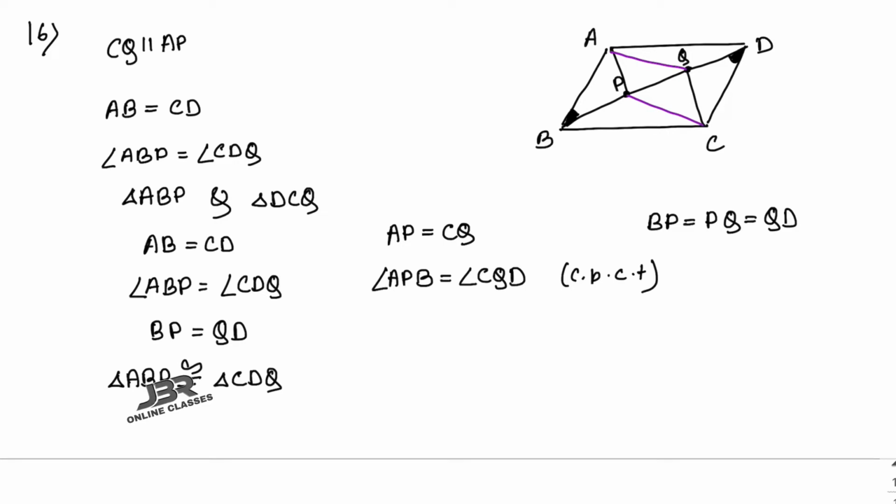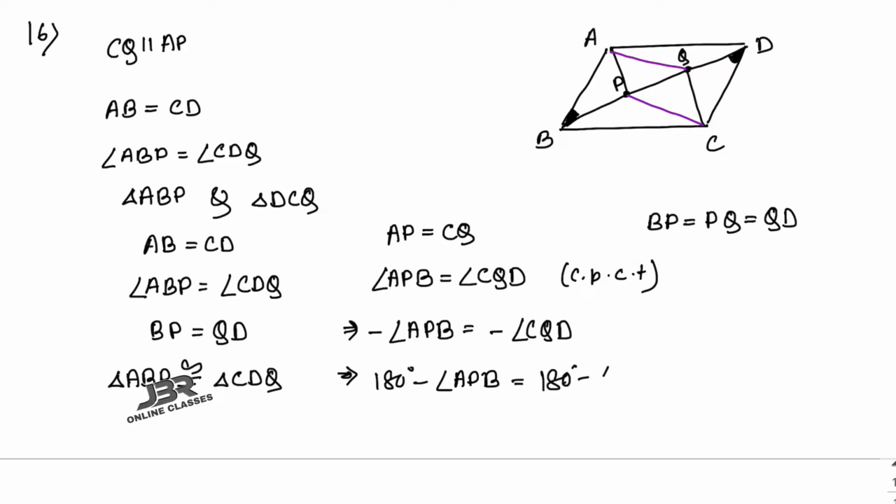So that means here you can write down, if you multiply minus in both sides, it will be minus APB and minus CDQ. Now if you subtract it from 180, so 180 minus APB equals 180 minus CQD. So 180 minus APB, that means this angle, this green one, APQ. And 180 minus CQD, that means this angle. So this one equals CQP.